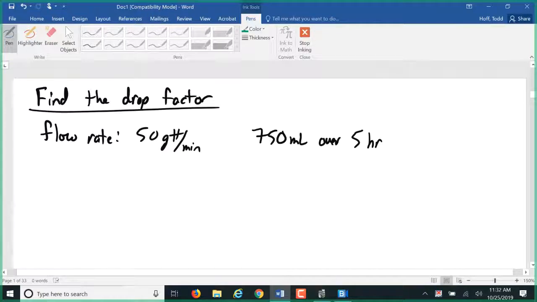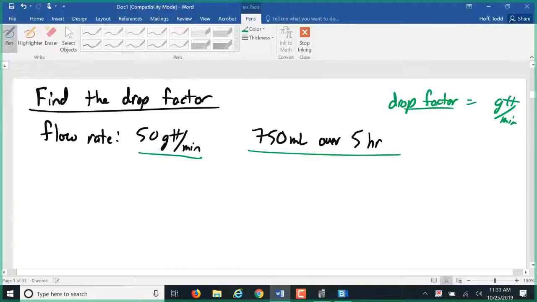Both of these are rates, they're equivalencies. This is saying 50 drops is equivalent to 1 minute. This is saying 750 milliliters is equivalent to 5 hours. We're looking for a drop factor, and a drop factor is going to be in drops per milliliter. So let's take whatever we have that has drops in the numerator. That's our flow rate. 50 drops per 1 minute.